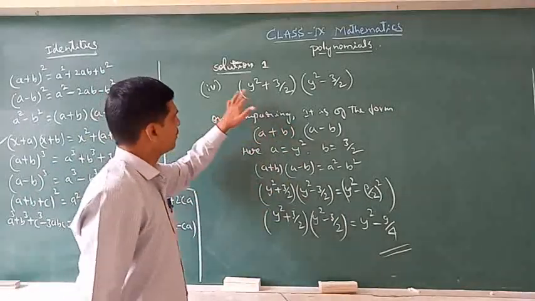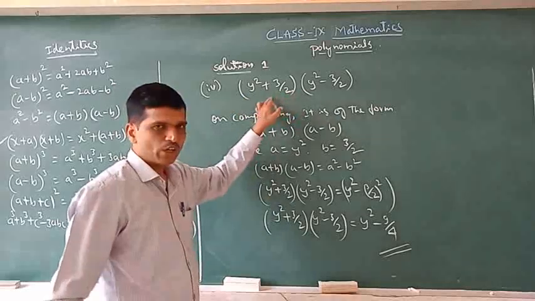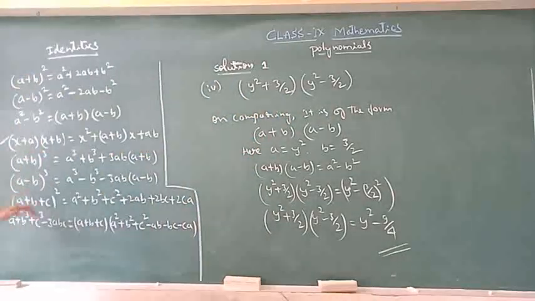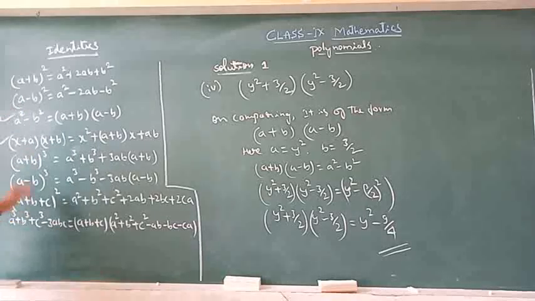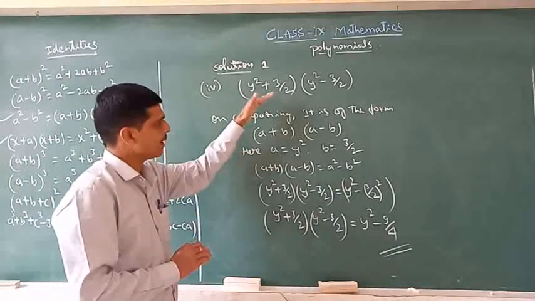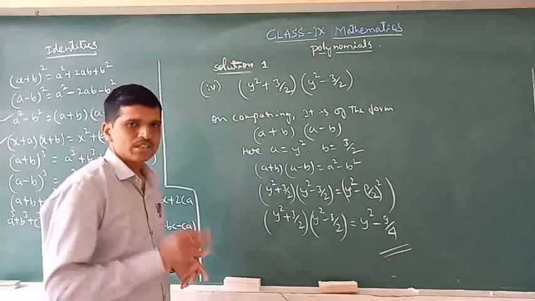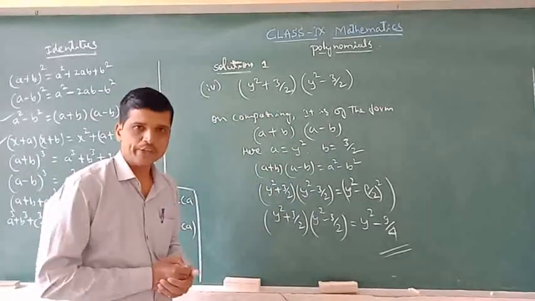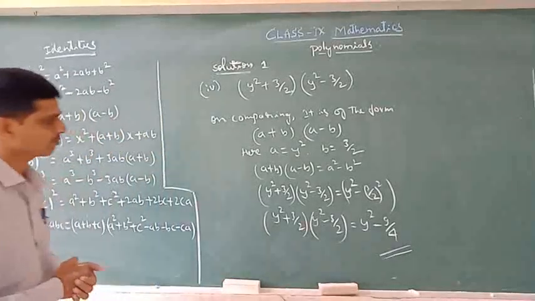So how do you compare? Compare the given polynomial with the identities. Among these, which one should it be? Usually we can identify the identities, and on comparison we will get some one identity, and we explain according to that identity. So this is the solution.